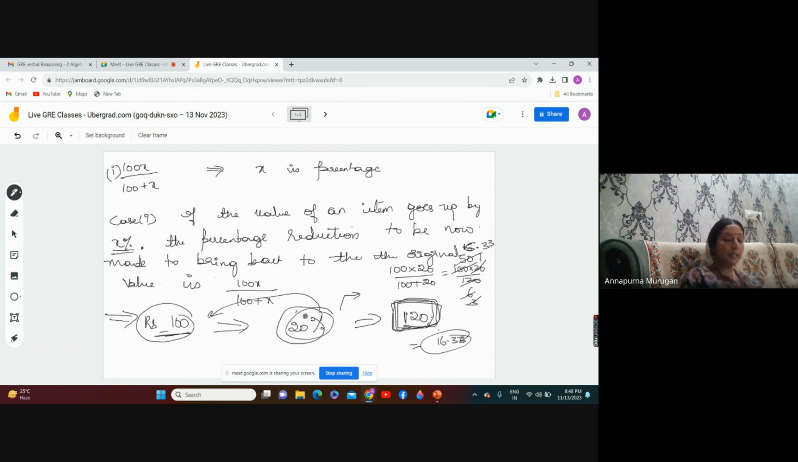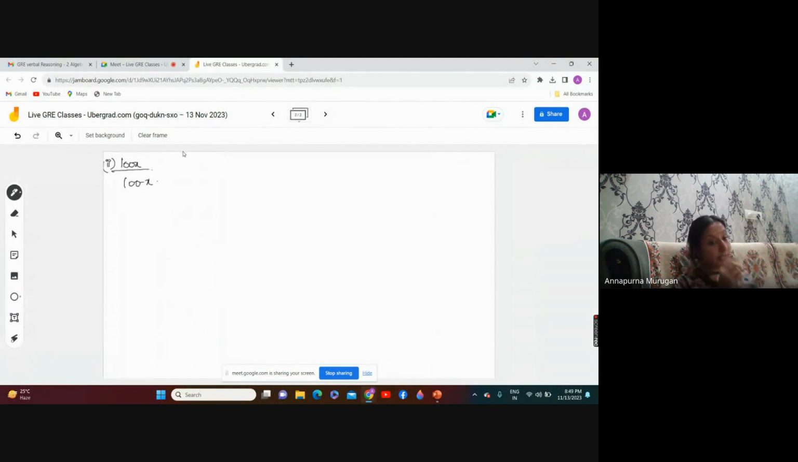See, the percentage increase was more, but the percentage decrease is less here. So something around 16.333% it goes. That means it is different, right? So to find that, you need to take this formula. If the value of an item goes up by something, and we want to reduce it back to the original price, what percentage reduction do we need? For the new price, it is 100 times x by 100 plus x. Okay, this is case one.